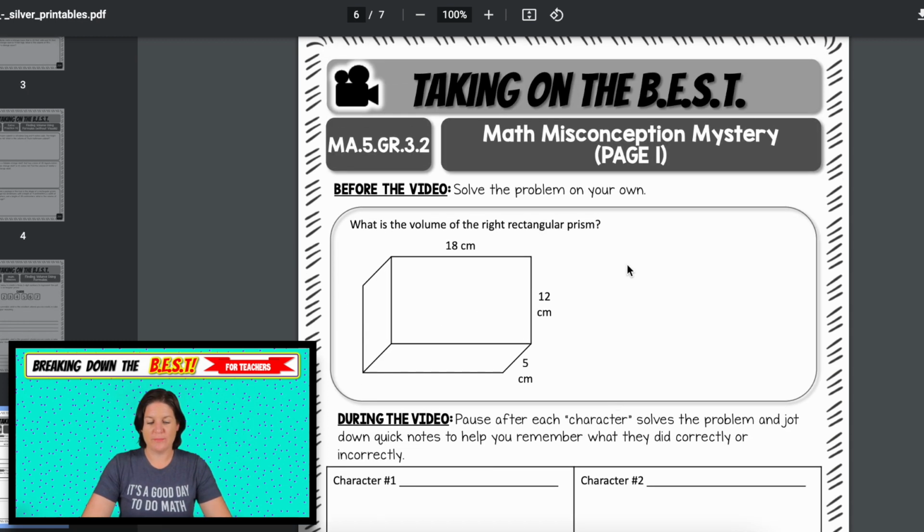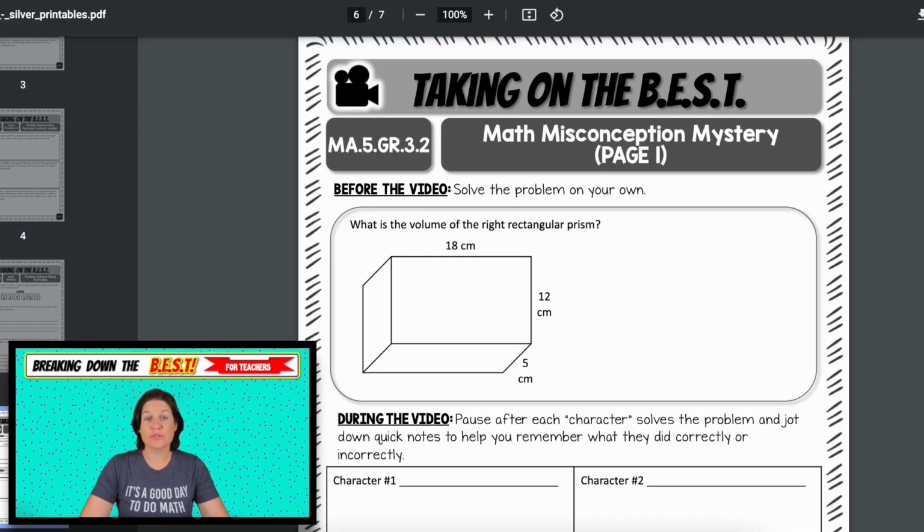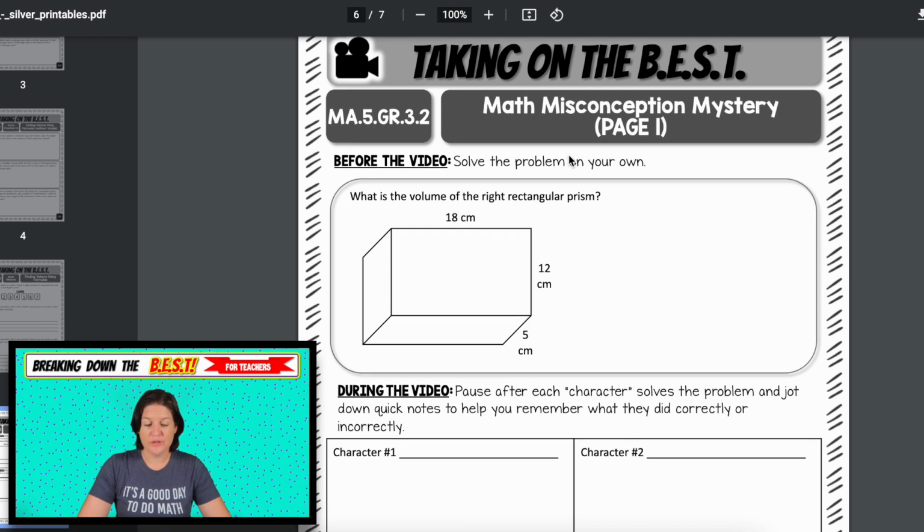And then this one, Math Misconception Mystery, is another episode. You can find it right here. You just click play, and I will guide your students through the whole process. First, instructing them to solve this problem on their own or with a small group. It says, what's the volume of the right rectangular prism?